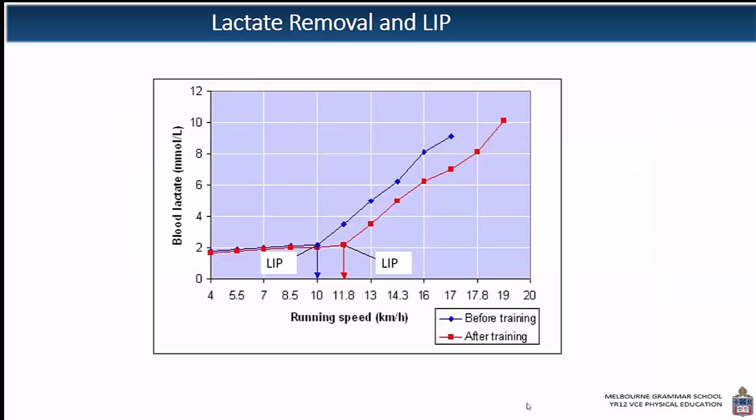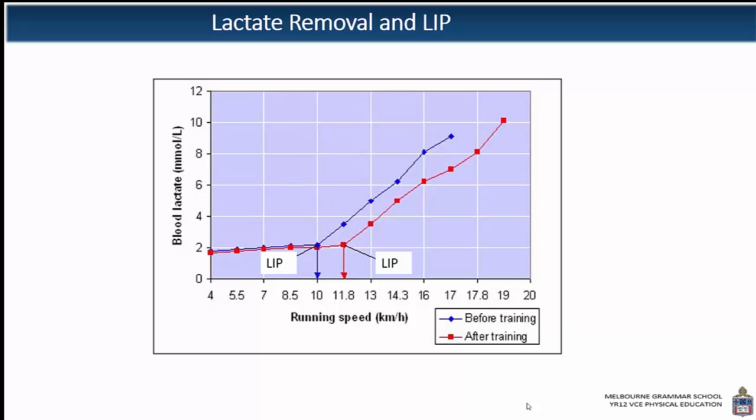So let's have a look at two graphs. The one we were looking at before is the red one, and that's actually after training on this particular graph. And the blue one that we're looking at is before training. And that's what I was talking about before when I was talking about a right shift. As you undergo aerobic type training and your aerobic system becomes more efficient, it's going to be able to produce energy faster, and it's going to be able to remove those metabolic byproducts at a faster rate as well. As such, you're going to be able to run at a higher intensity for longer.